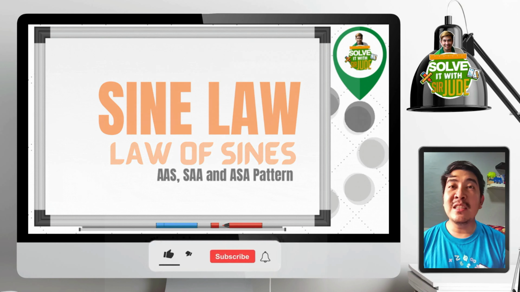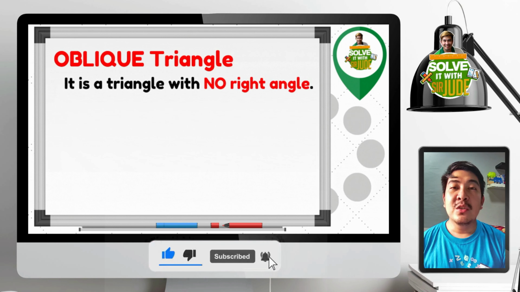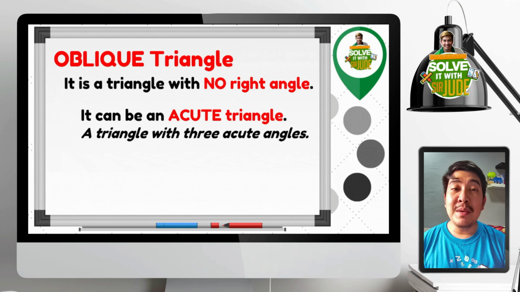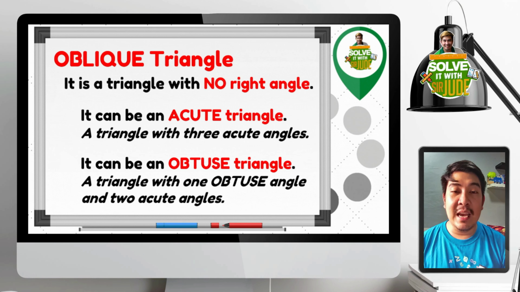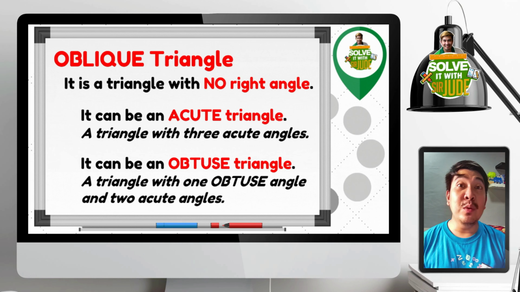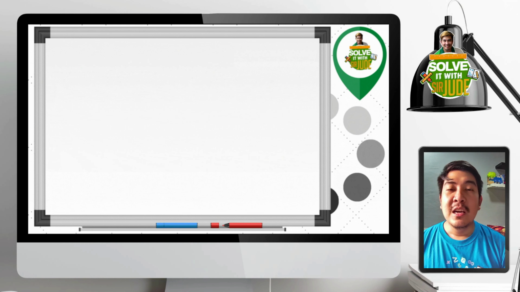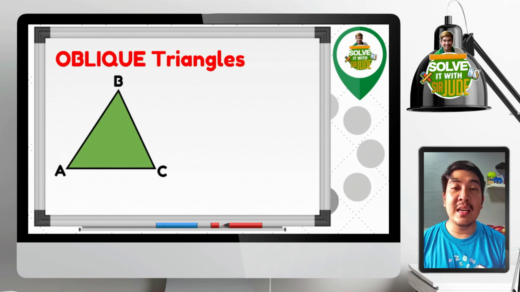In this lesson, it is important that we first define an oblique triangle. An oblique triangle is a triangle with no right angle. It can be an acute triangle, meaning a triangle with three acute angles, or an obtuse triangle, a triangle with one obtuse angle and two acute angles. These are some illustrations showing oblique triangles.